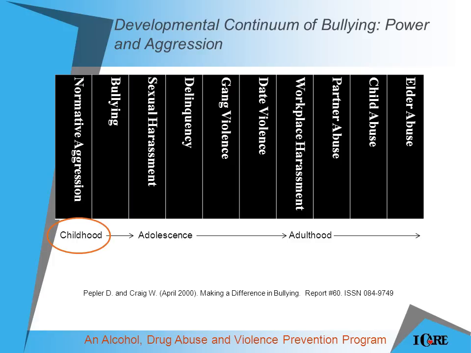This aggressive behavior may then evolve and develop into bullying in the early and middle grades, and delinquency, gang violence, and dating violence in the upper grades. As a person enters adulthood, this behavior evolves further as workplace harassment, partner abuse, child abuse, and elder abuse. The developmental continuum reveals the critical nature of educators in changing antisocial behavior and behavior expectations at the early ages, such that healthy development will occur later.